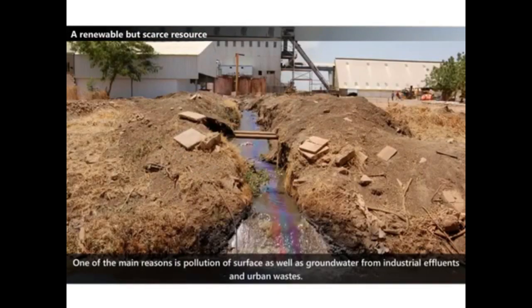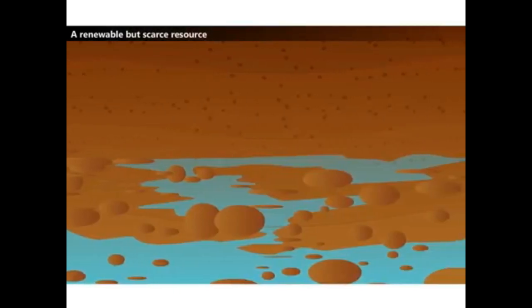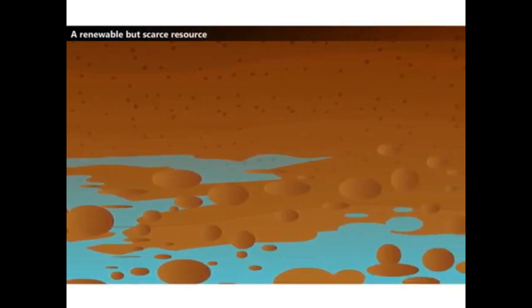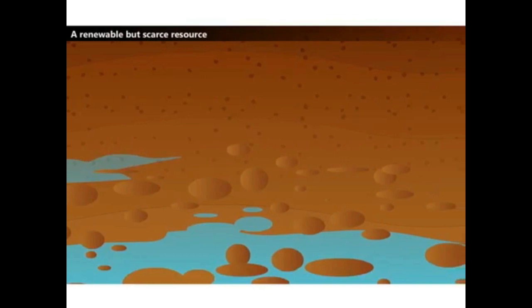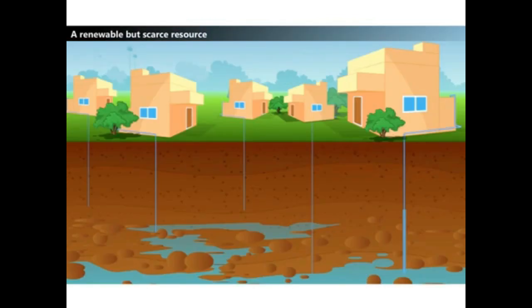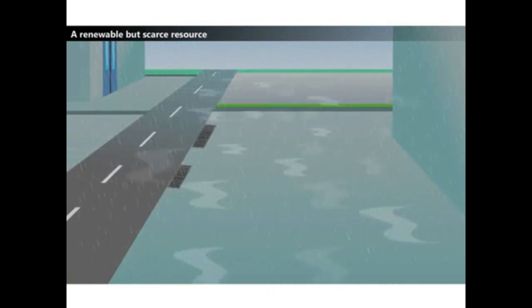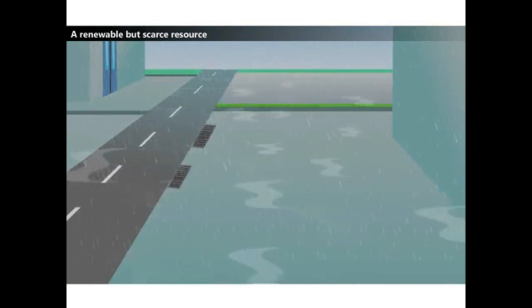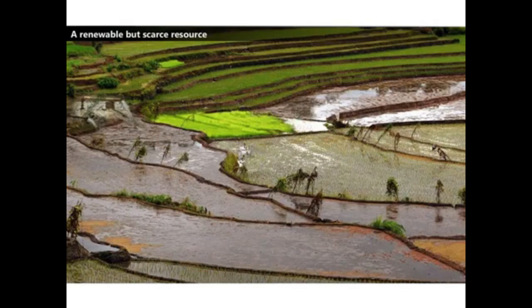One of the main reasons is pollution of surface as well as groundwater from industrial effluents and urban waste. The level of groundwater is also shrinking due to various reasons such as overexploitation for urban and agricultural use, fast runoff caused by loss of vegetation cover, and cultivation of high water demanding crops in various parts of India.